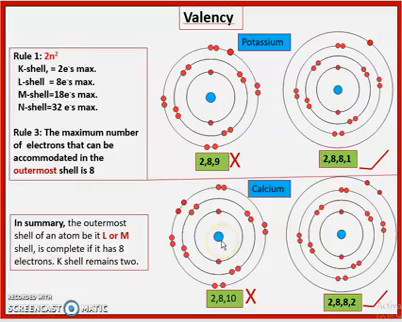Calcium has 20 electrons. So you can say because it has 20 electrons, the configuration is 2, 8, 10, because this last shell is M shell, I can take up to 18. No. Because when you do that, you have broken the third rule. Therefore, the configuration of calcium is 2, 8, 8, 2. The remaining 2 is shifted to the next shell. Okay? Alright.